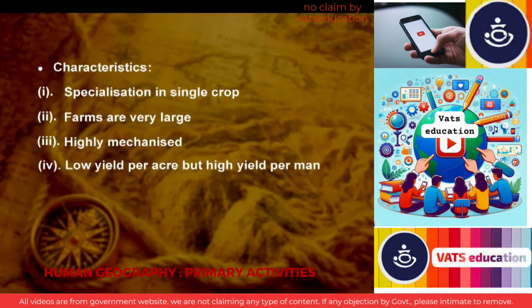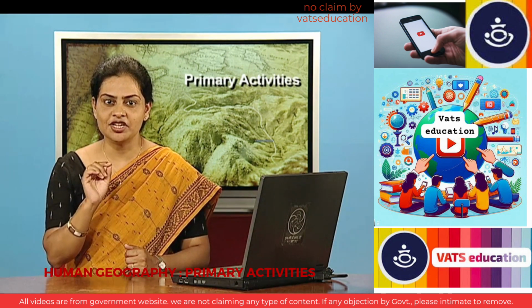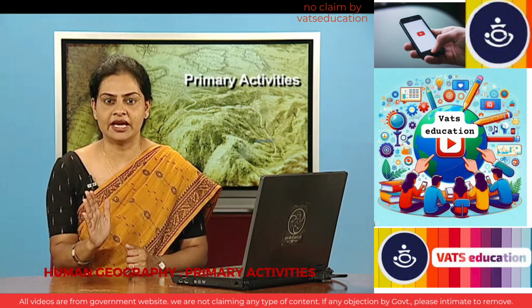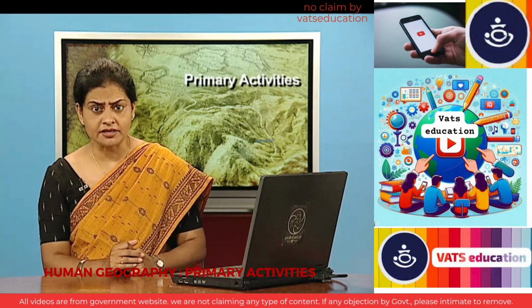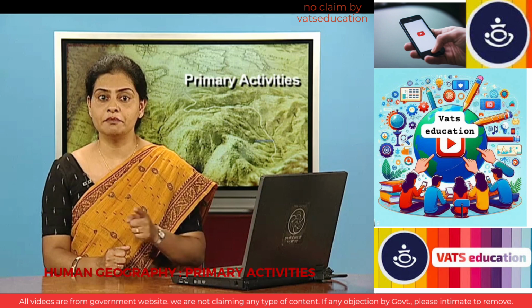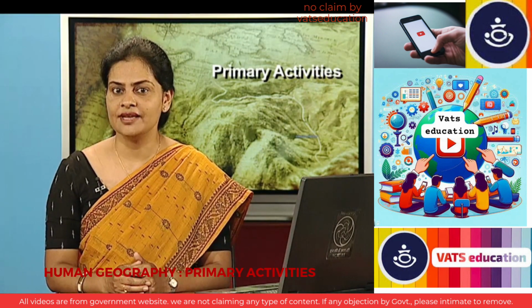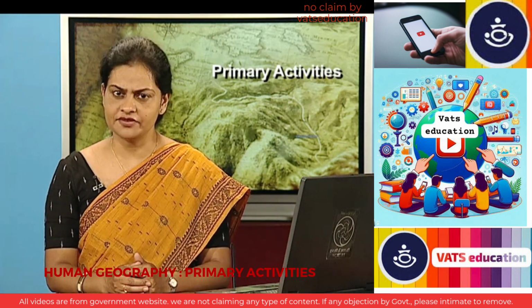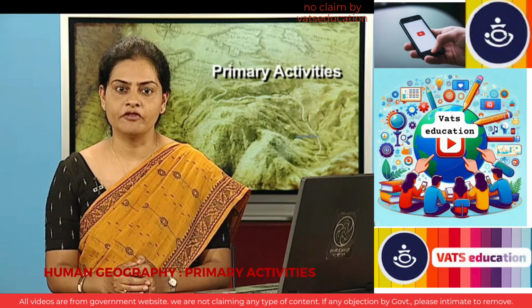Fourth, low yield per acre but high yield per man. In this farming, wheat gives comparatively low yields. The average yield is seldom more than 1700 kg per hectare, whereas under intensive cultivation, the yield is more in many countries. But because of mechanization, less labor force is required. Therefore, yield per man is high. This type of agriculture has best developed in the Eurasian steppes, the Canadian and American prairies, the pampas of Argentina, the veldt of South Africa, the Australian downs, and the Canterbury Plains of New Zealand.